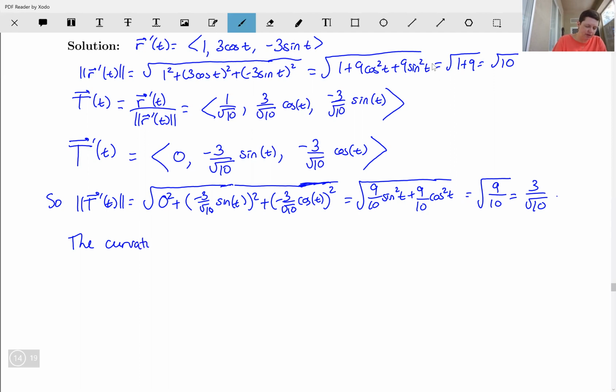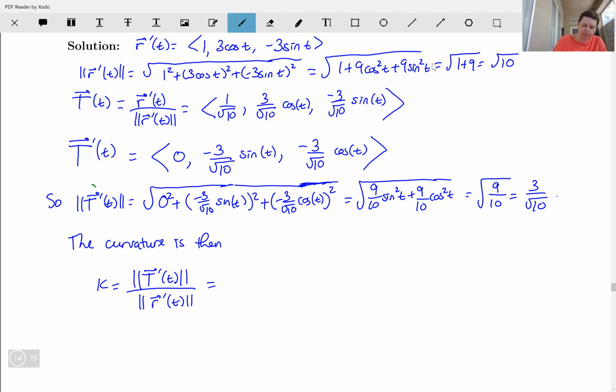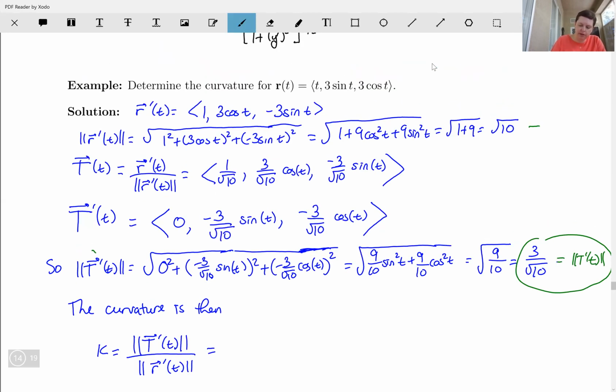Finally, the curvature kappa is then equal to the magnitude of T prime of t, divided by the magnitude of r prime of t. Apologies, let me fix that handwriting. We've calculated both of these. Let me circle them so it's easier. So we've got the magnitude of T prime of t, that's the one we just did, and we have the magnitude of r prime of t, that's the one up here.